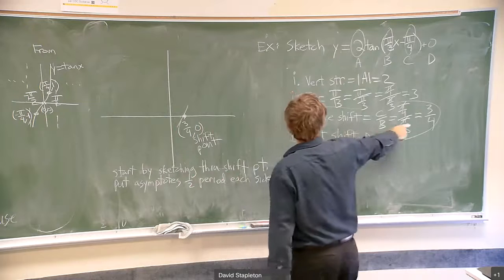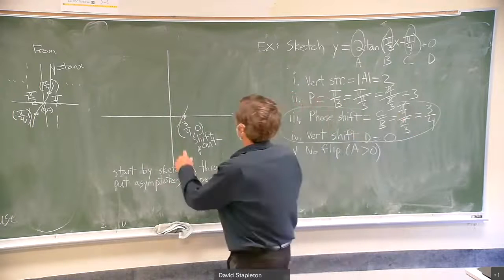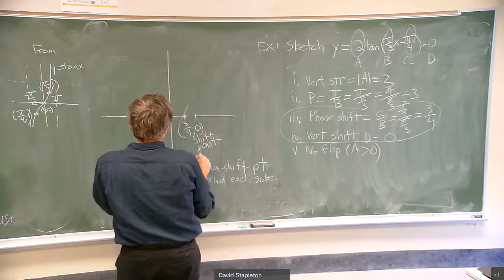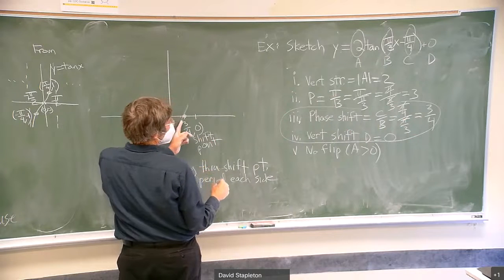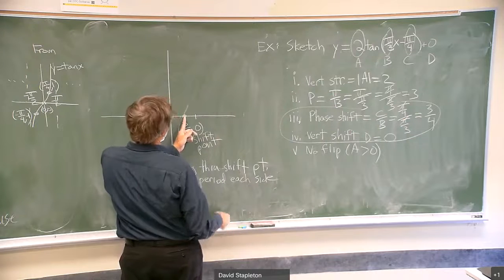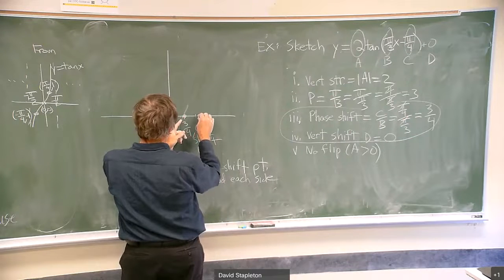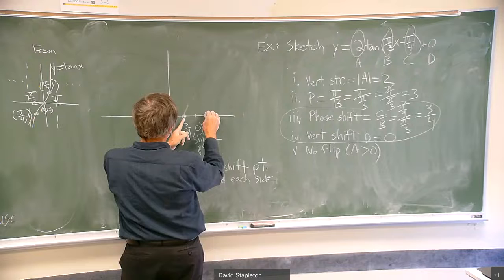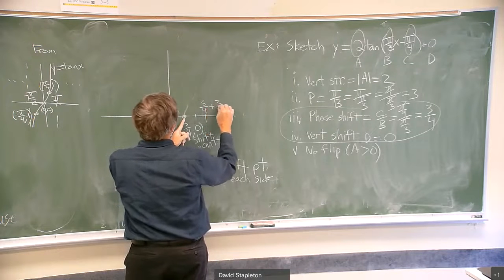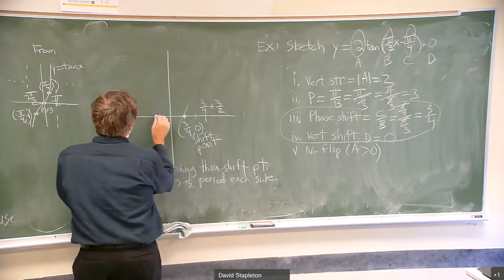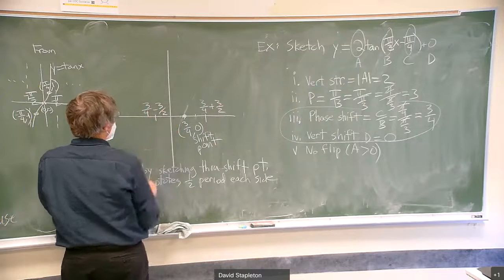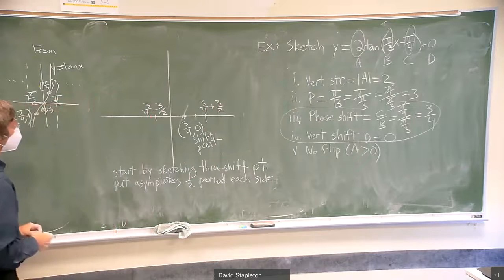So the period is now 3. I'll go 1.5 units over here. I'm sorry, 1.5 period. I'll go half a period from here. The period is 3, so half the period is 3/2. This point here must be 3/4 plus half a period. And then this point over here must be 3/4 minus half a period. Okay.